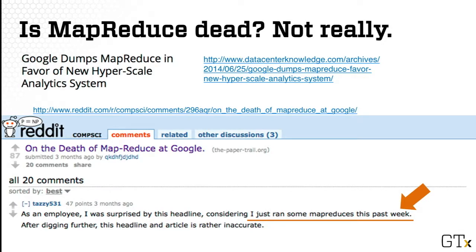Another reason is that it takes time to completely phase out technology that has been in place for years. So while it may very well be that Google wants to eventually use more of some of their newer technologies, it's going to take some time. To easily refute articles that wrongly claim Google has dumped MapReduce, a Google employee said on Reddit that he was just running some MapReduce jobs a few weeks ago, before the article appeared.